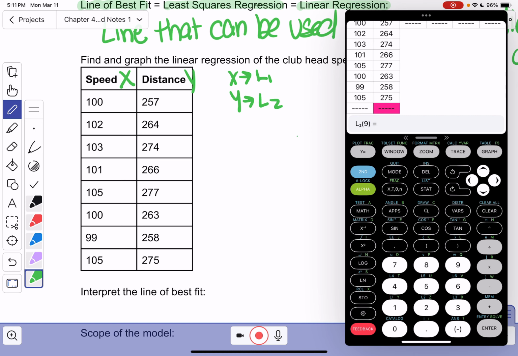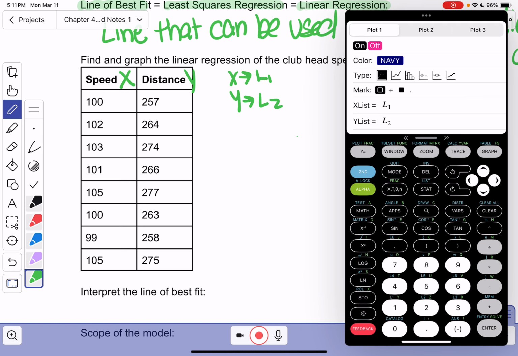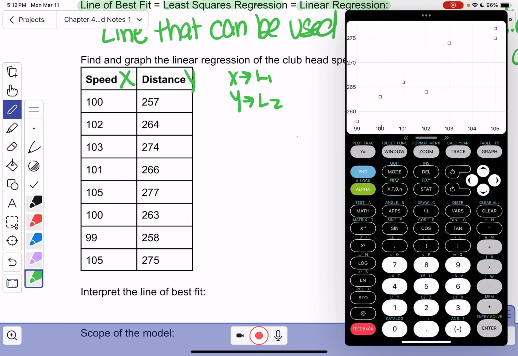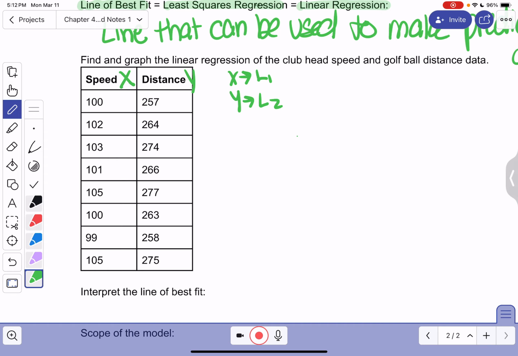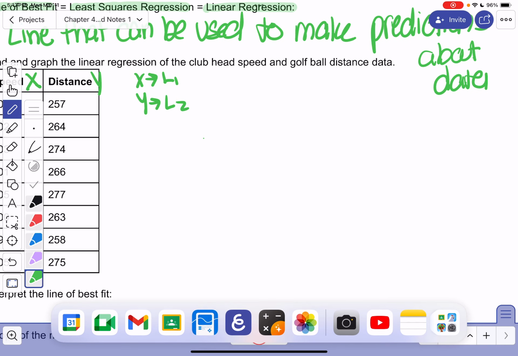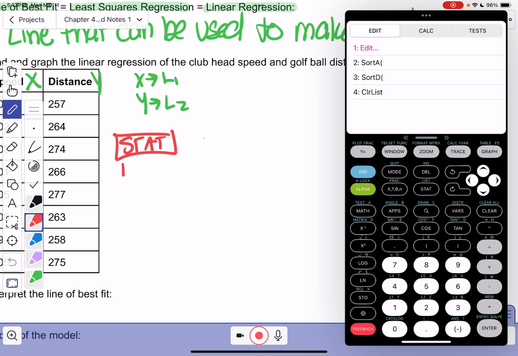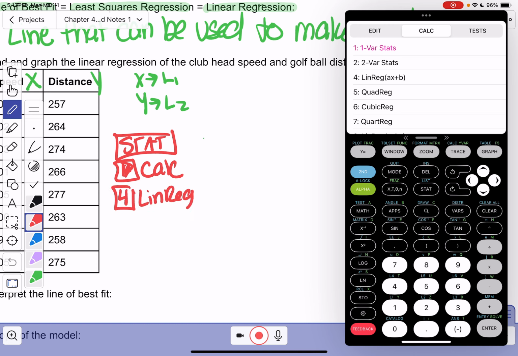Now, if we wanted to have our scatter plot, we would make sure our plot is on and zoom 9. There we see our dots. Now, a line of best fit or a linear regression is going to go through that, and be useful. In order to get that equation, you're going to hit stat, arrow over to calc, and then choose number 4, linear regression. This is the same thing we did to find R.